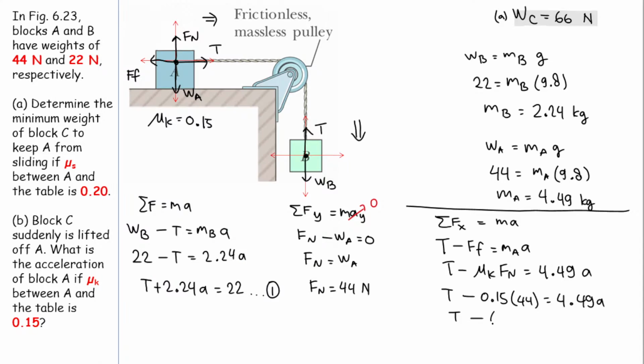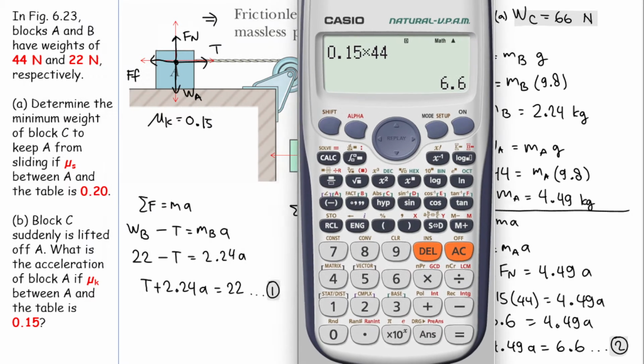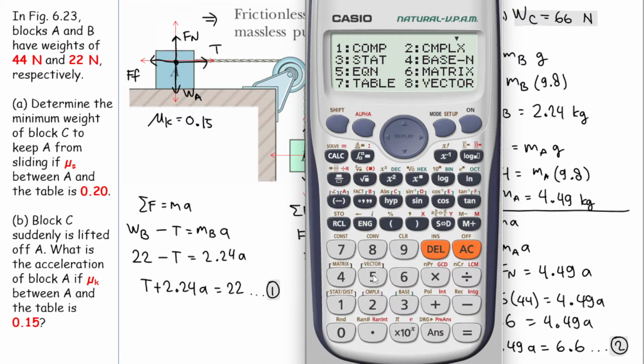So I'll have T minus 0.15 times 44, which is 6.6, equal to 4.49A. So we have T minus 4.49A equal to 6.6. Let's set this as equation number 2. Then we have two equations and two variables, so we should be able to solve it. The fastest way to solve this is by using a calculator. Let's set this to equation solver, which is number 5, two variables, which is number 1.